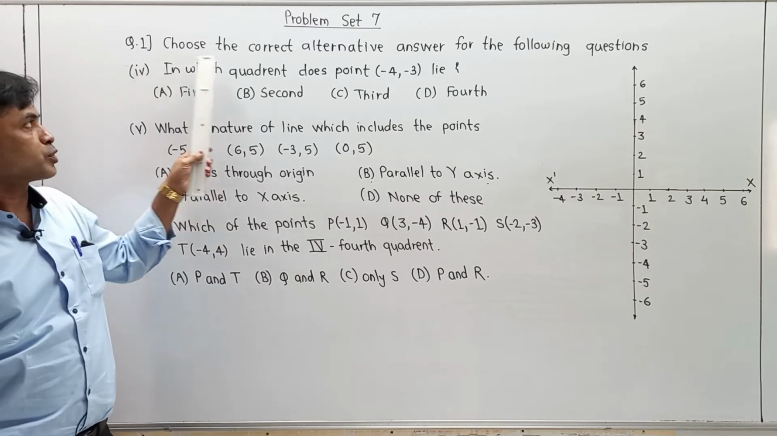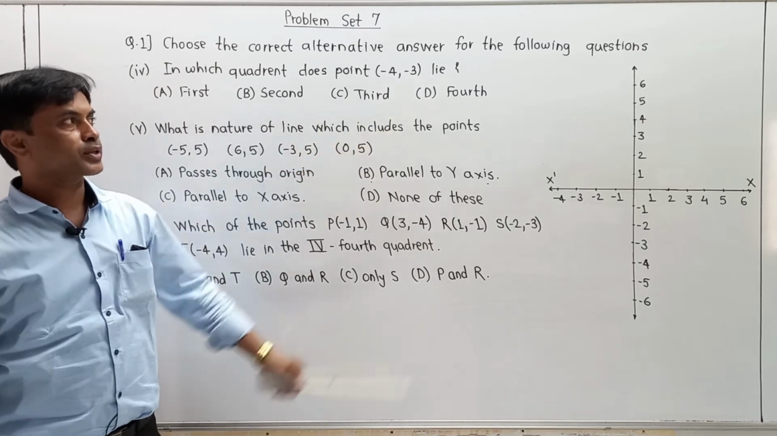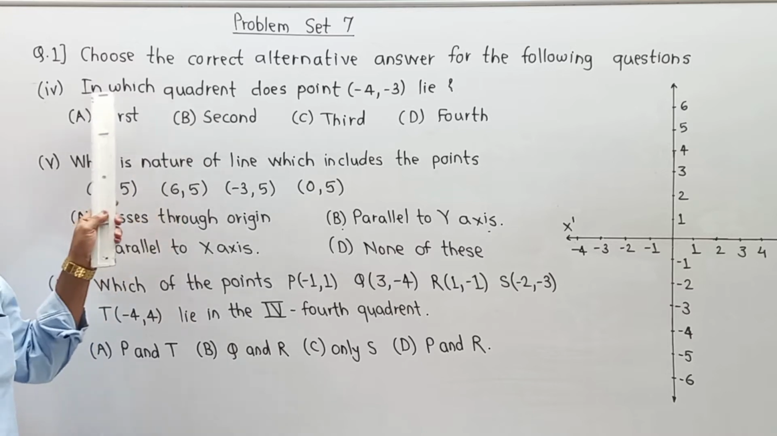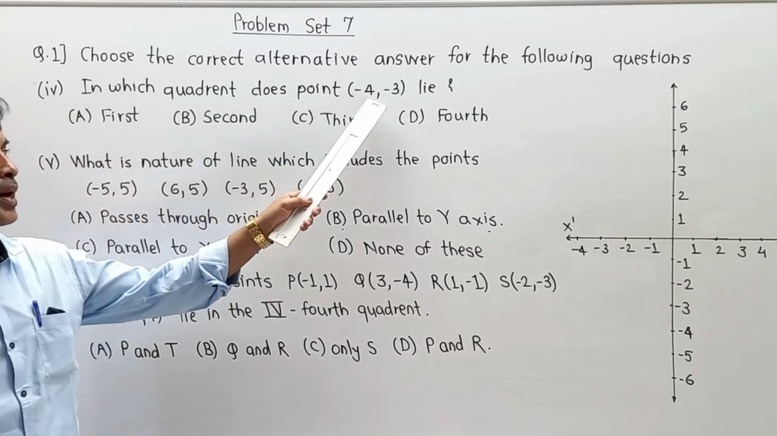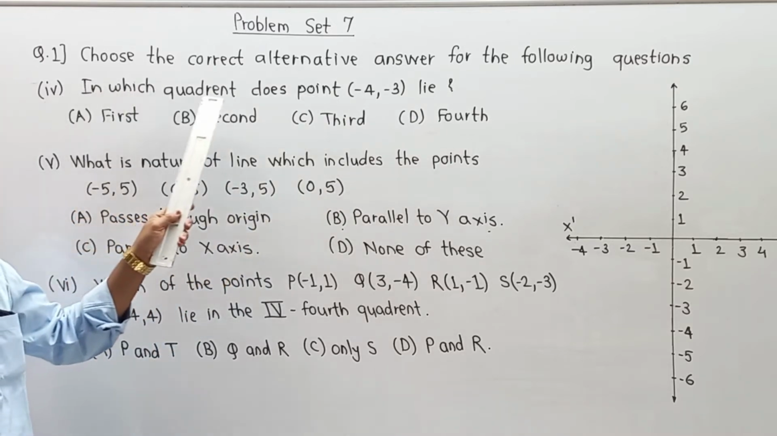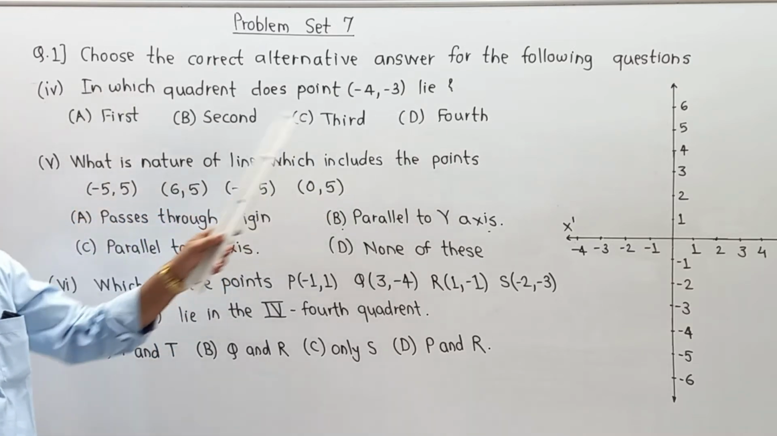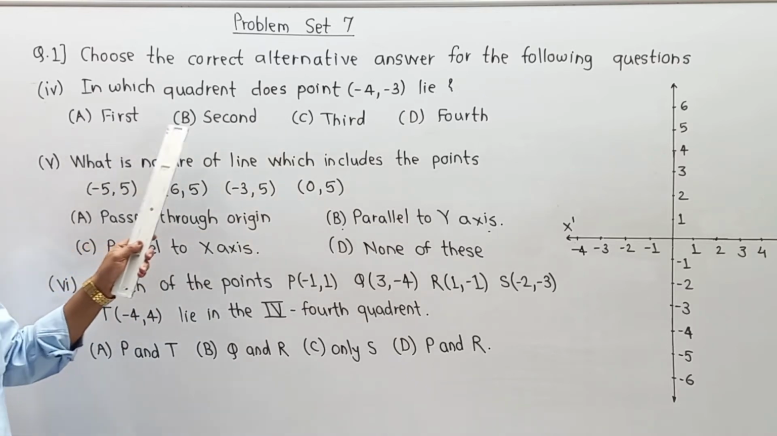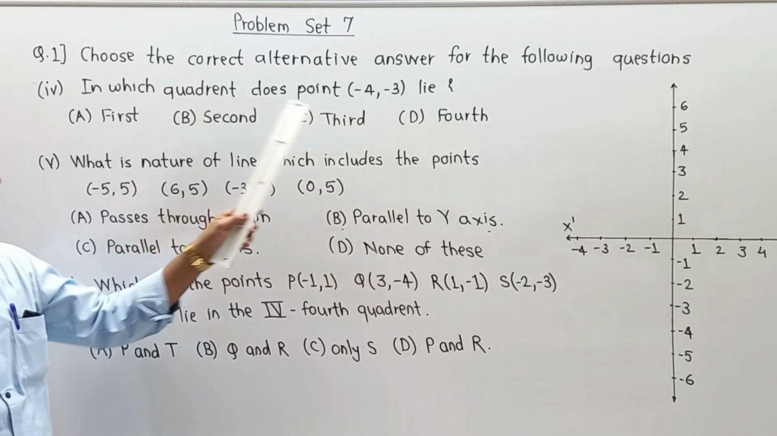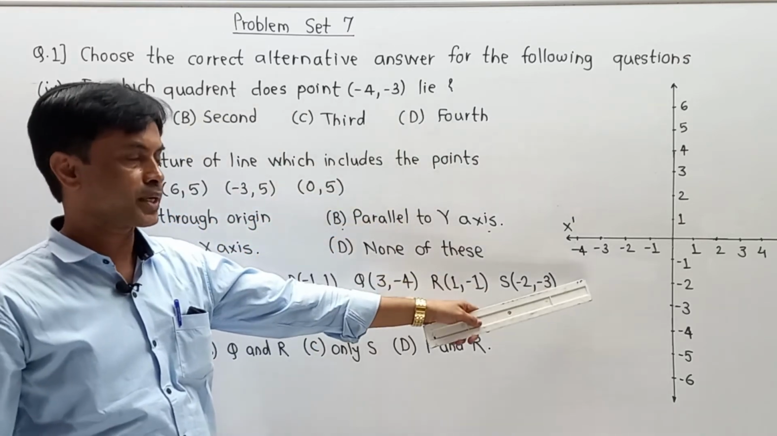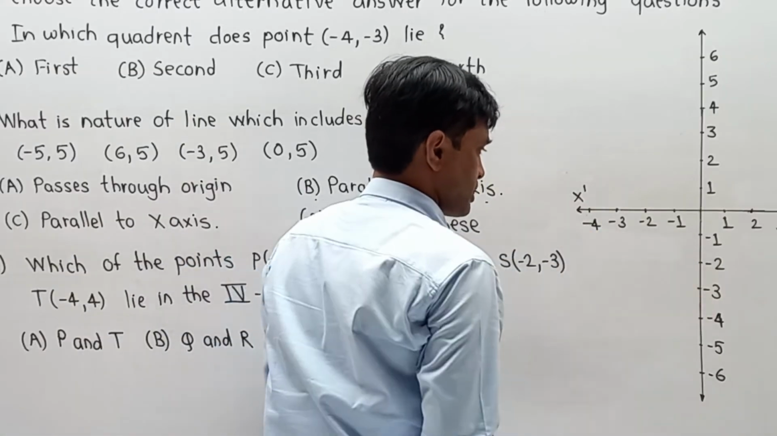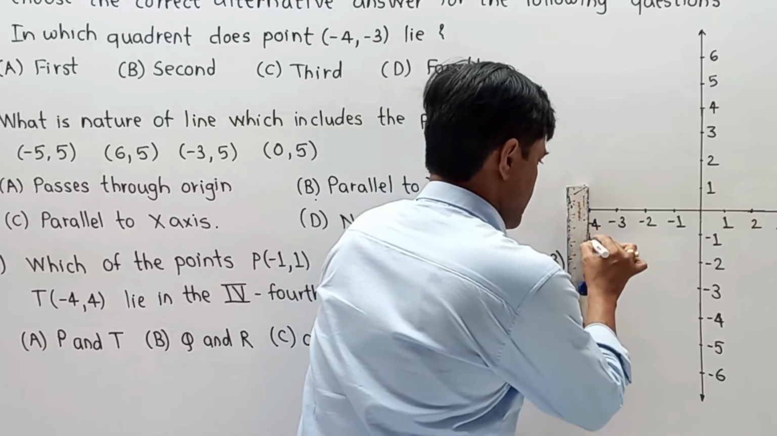The instruction remains the same. Choose the correct alternative answer for the following question. Question number 4. In which quadrant does the point (-4, -3) lie? Their choices are first quadrant, second quadrant, third quadrant or fourth quadrant. Now the point is (-4, -3). Please pay attention to the graph. X is -4 which is over here and y is -3. So naturally this point is over here.